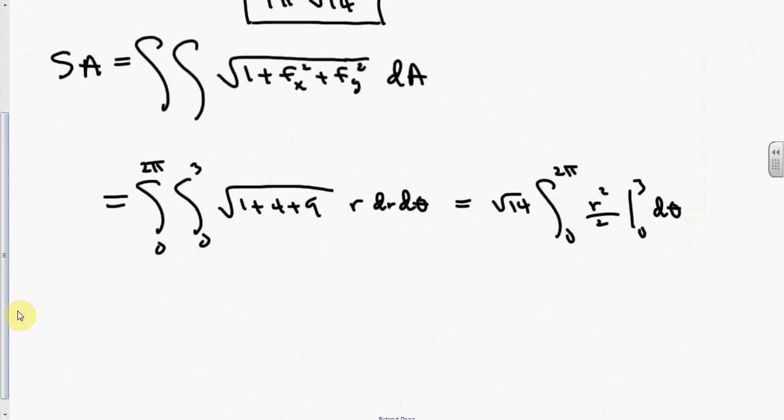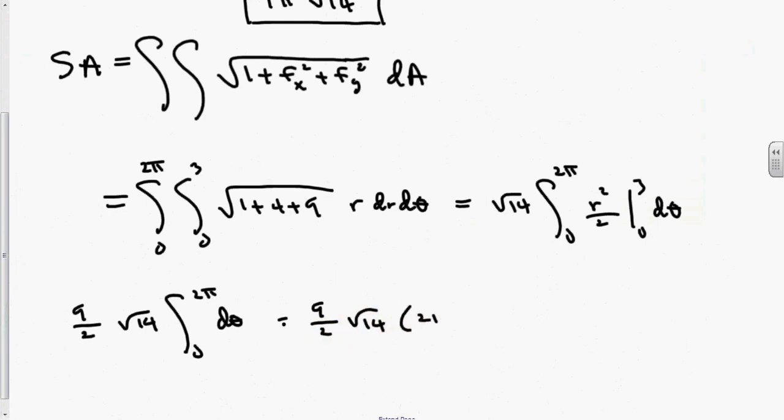So you integrate that, you get 9 over 2 times the square root of 14 times the integral from 0 to 2 pi d theta. So that gives you 9 over 2 times the square root of 14 times 2 pi. And that gives you 9 pi times the square root of 14.